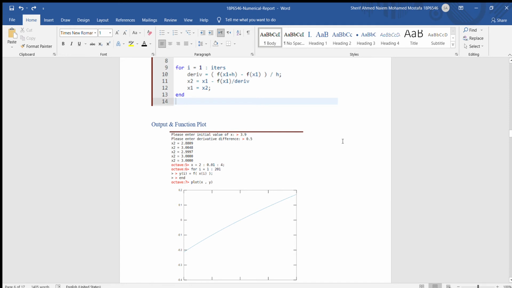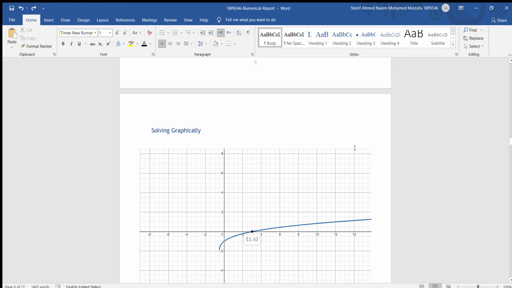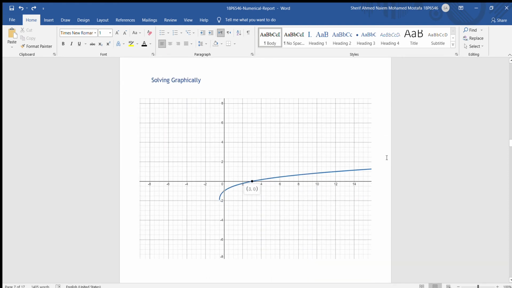We notice that the user is asked to enter the initial value of x and the number of iterations he wants to perform on the equation. The Newton-Raphson formula is powerful as it finds the positive root performing a small number of iterations. The root of the equation of the problem is 3, as shown in the graphical solution of the problem.